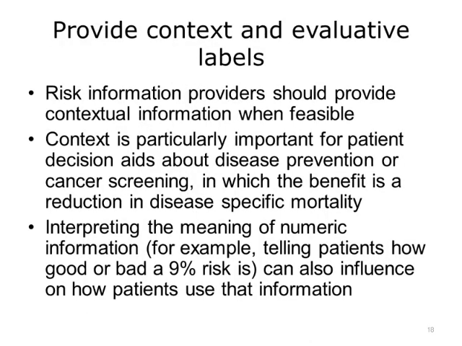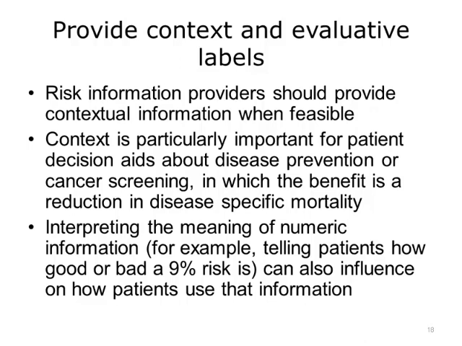The last strategy to be discussed is to provide context and evaluative labels. Risk information providers should provide contextual information when feasible. Context is particularly important for patient decision aids about disease prevention or cancer screening, in which the benefit is a reduction in disease-specific mortality. One way to provide context is to provide the chance of death over the next 10 years from the disease under consideration, where possible according to age, smoking status, and other reliable risk factor information, as well as the chance of dying from other major causes and from all causes combined.